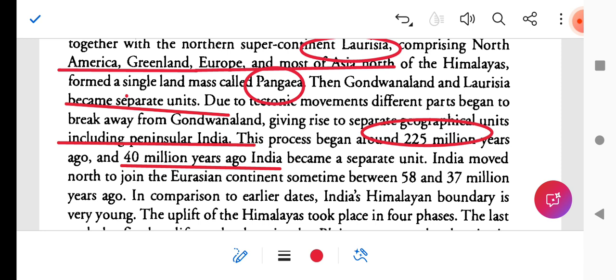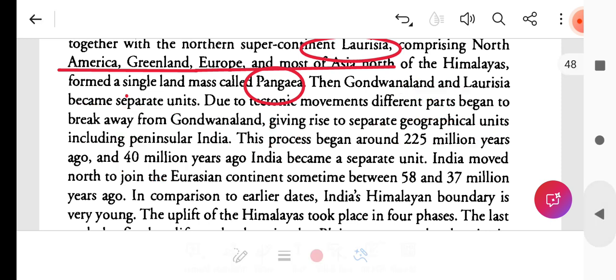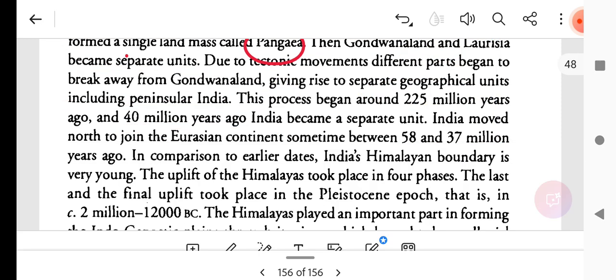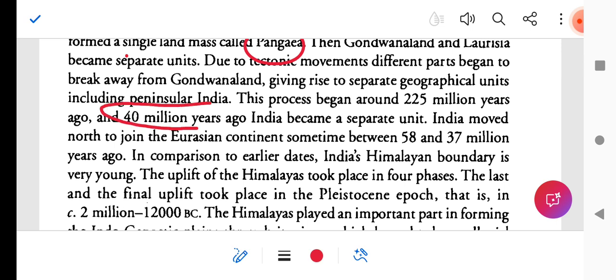meaning India began breaking from the Australian or African plate, and India was shifting north, and it was submerged beneath the Eurasian plate, during those 40 million years ago. So you should learn this time period. 40 million years ago India was created.